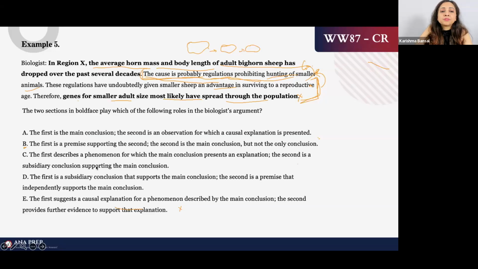Right? Look at C. The first describes a phenomenon for which the main conclusion presents an explanation. So correct, this is a phenomenon, an observation for which the main conclusion does present an explanation. It says the cause is probably regulations. Perfect. The second is a subsidiary conclusion supporting the main conclusion. Perfect. This is an intermediate conclusion, a subsidiary conclusion, which is supporting the main conclusion. So that is why my answer over here is C. It is not B. Do you understand this? So whoever got it wrong, they got the answer as B. Do you understand now why this is not B?